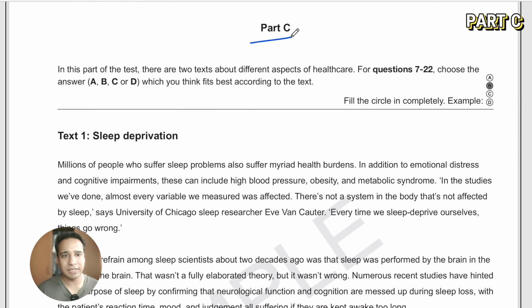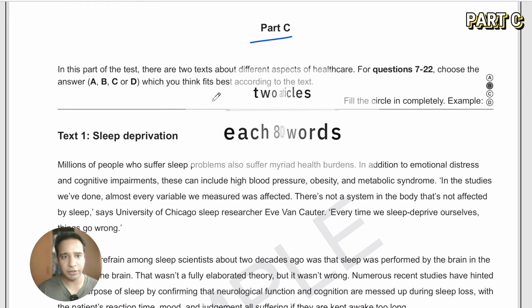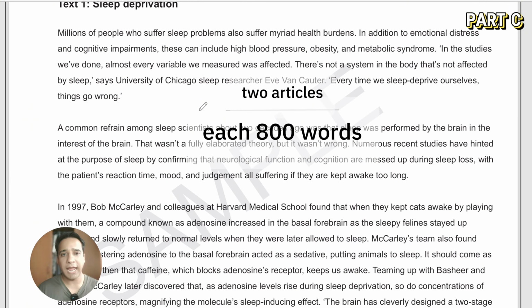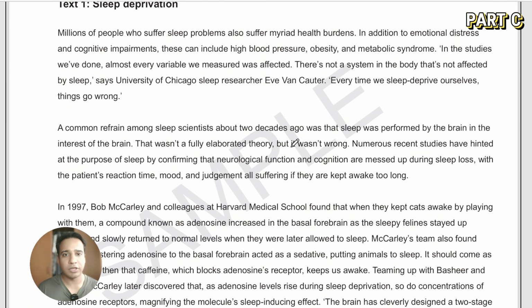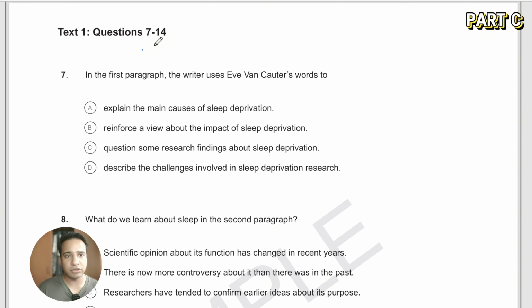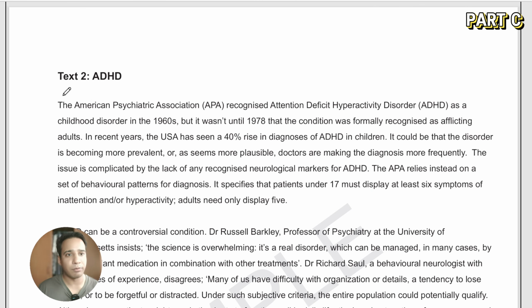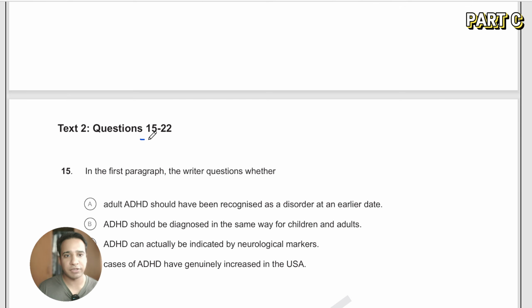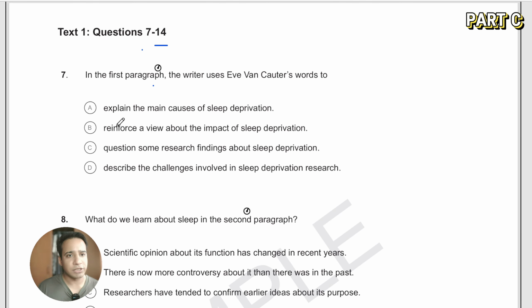Now let's look at part C. In part C, you will have 2 articles. They will be around 800 words long. So here you can see a long article with the questions 7 to 14, and then one more text with questions 15 to 22. Each question will tell you where the answer is, so you don't have to worry and find the answer in the whole article.